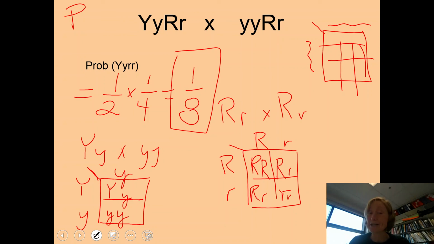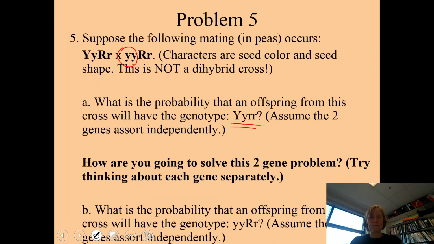You could even have done this without even drawing 2 little Punnett squares if you just wanted to use the rules of probability. I even like that better. But this is a kind of handy way to do it. Let's look at the next problem. Oh, this is the same kind of problem. We just have to do, we're looking for a different solution here, right? What is the probability that an offspring from this cross will have the genotype little y, big R, little r?